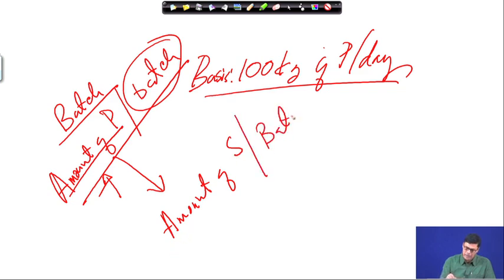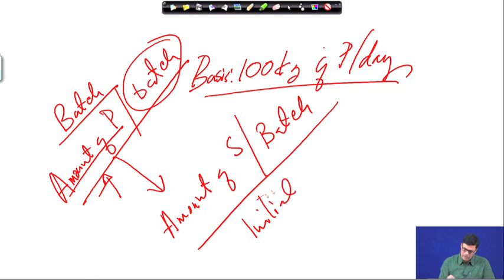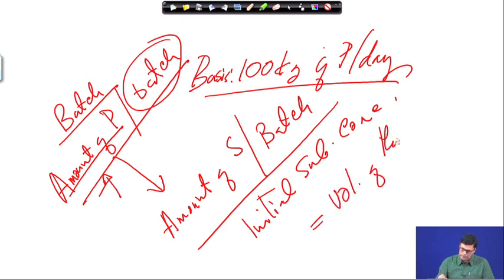Am I right? Now, once you know the amount of substrate required per batch, then if you divide by the initial substrate concentration, then what will you get? You will get the volume of the reactor. Very simple. Very simple. You can find out the volume of the reactor. Am I right? So, let us see how we can solve this problem.